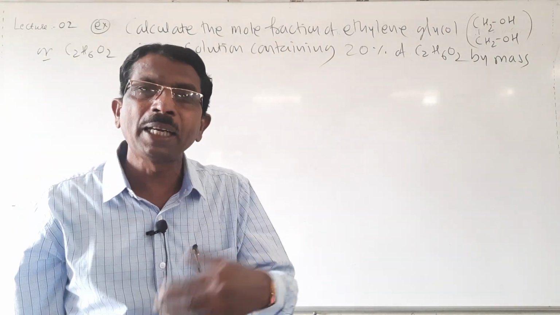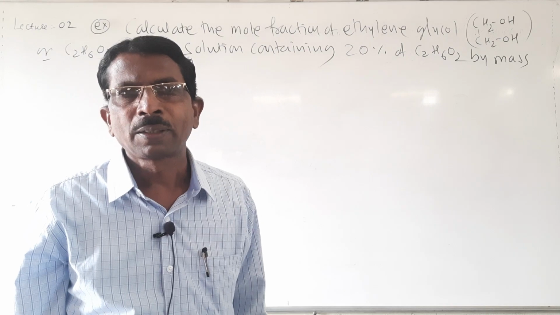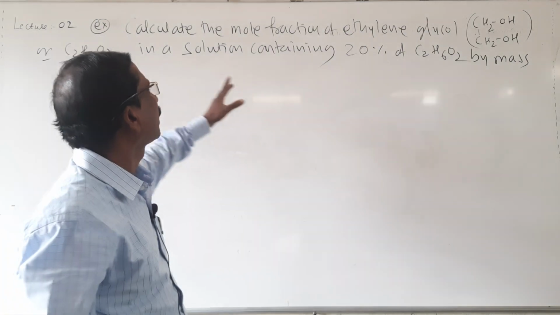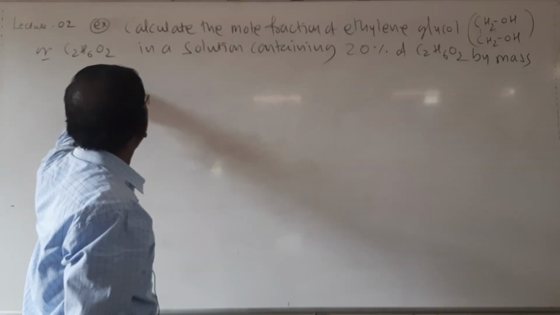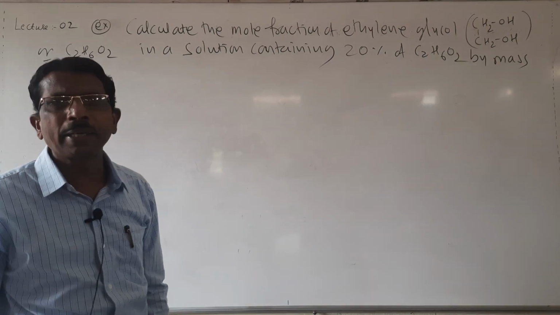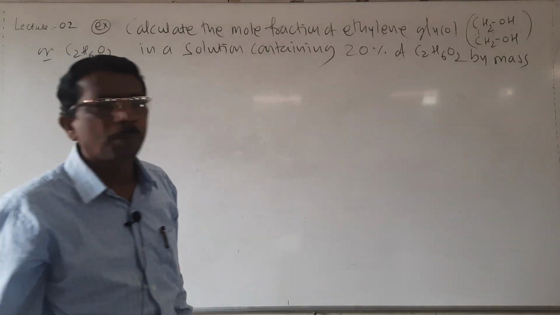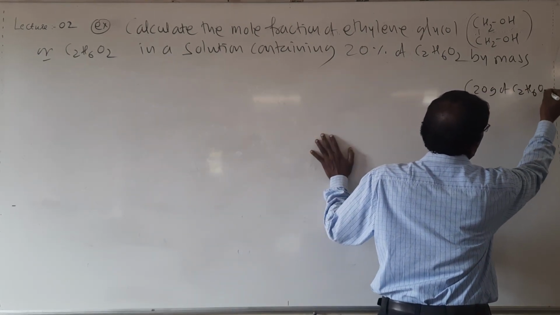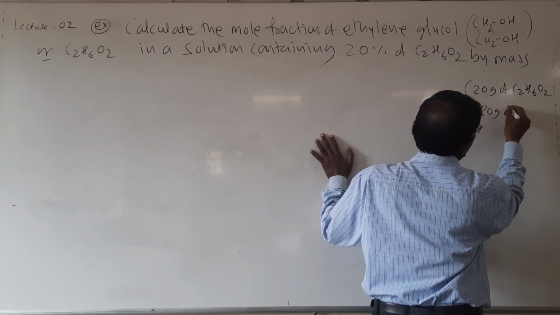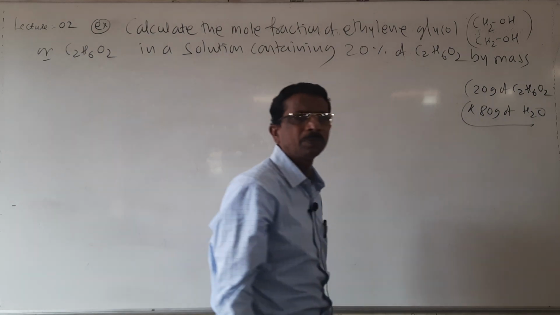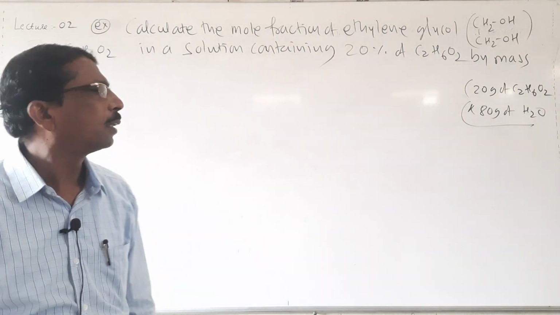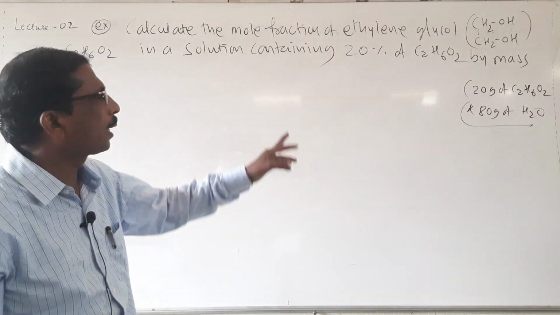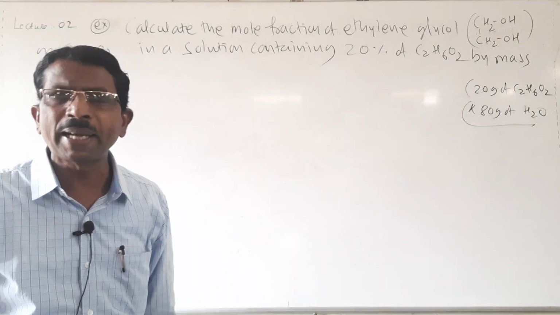It means C2H6O2 is 20 gram by mass, and the remaining part, 80 gram, is water. Because it is a solution and nothing else is mentioned, we have to consider water. So 20% means 20 gram of C2H6O2 and 80 gram of water, because it is given by mass. So how to solve this problem? It contains two components: one is ethylene glycol, another one is water. It is a binary solution.